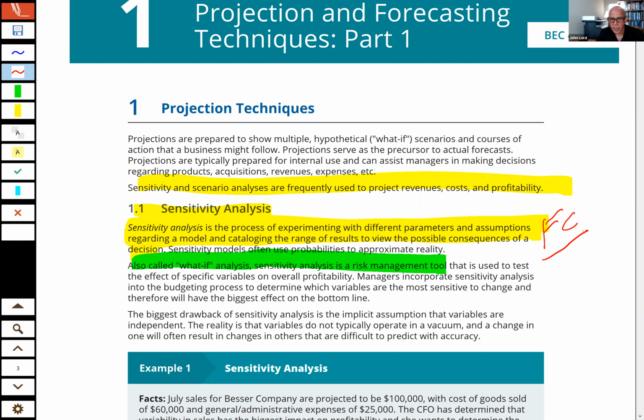Accountants aren't used to this kind of stuff, right? It's always, here's the numbers, here's the outcome. Remember, in the BEC section of the exam, we're going to have to put on our management hat sometimes, okay?